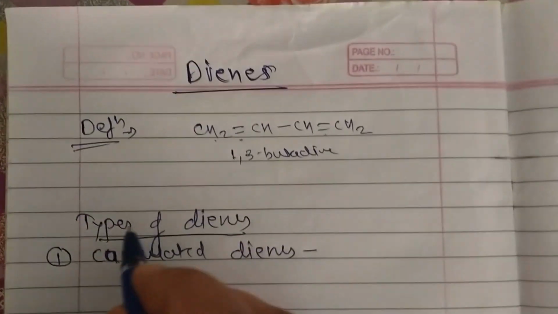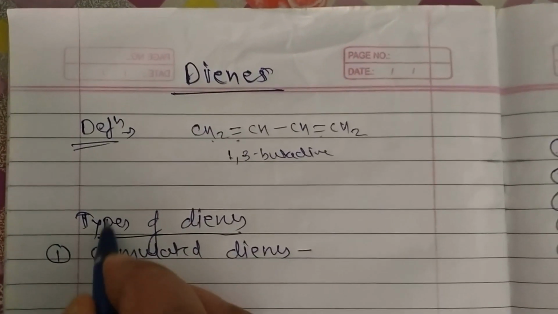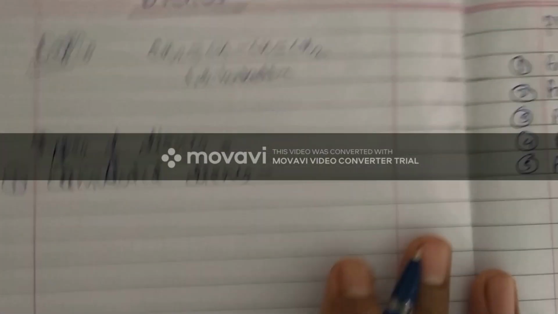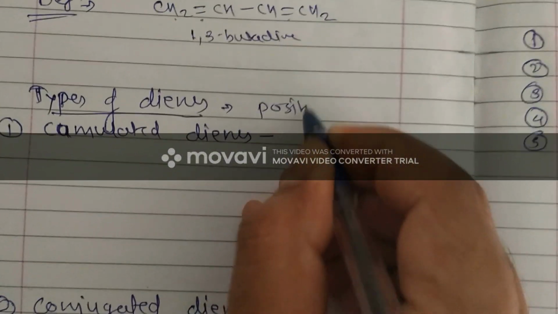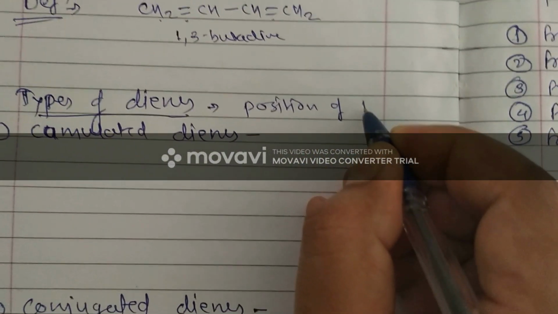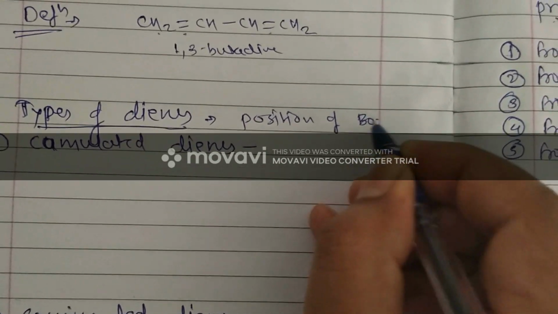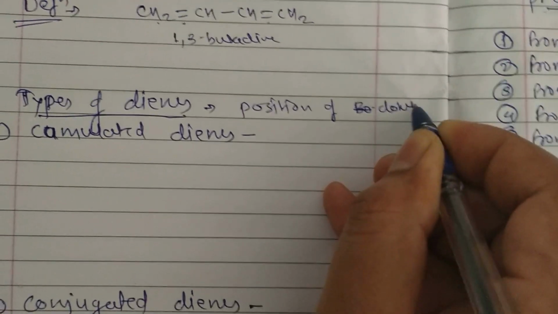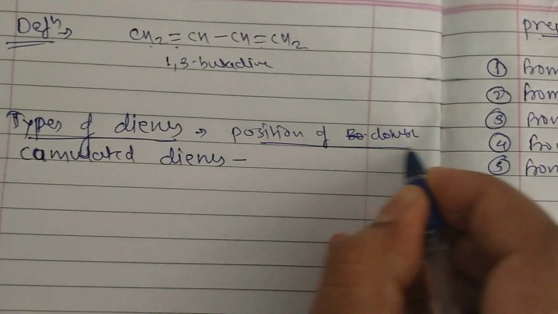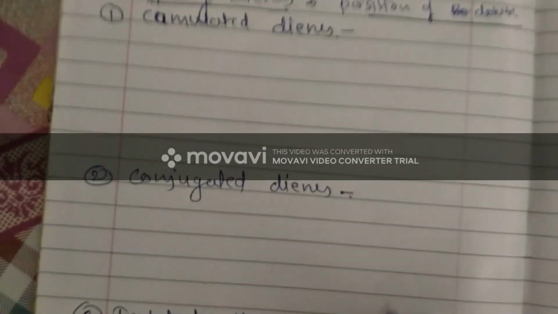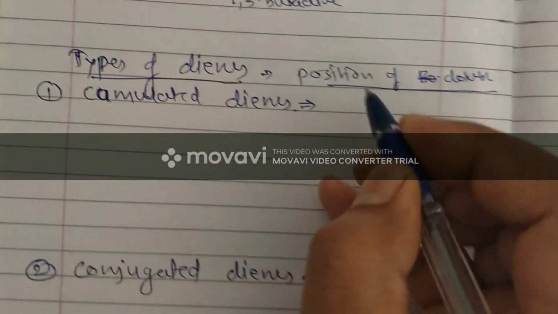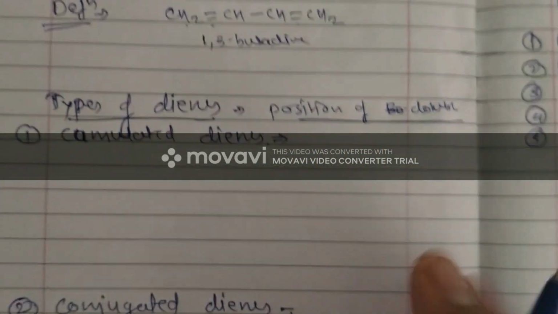The next topic is the types of dienes. The types of dienes can be categorized on the basis of the position of the double bonds. On the basis of the position of double bonds, they are categorized into three categories: cumulated dienes, conjugated dienes, and isolated dienes. So we can see the first type, that is, the cumulated dienes.